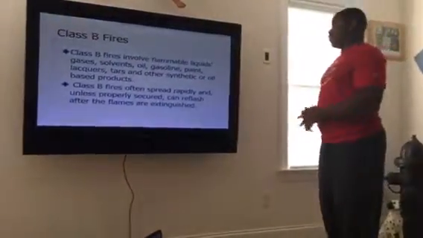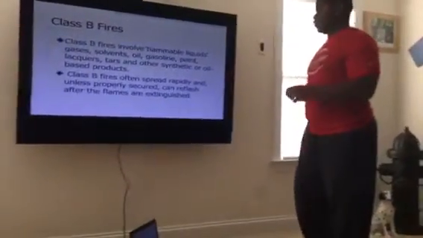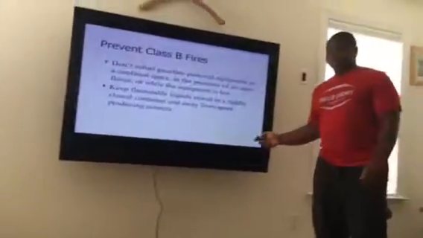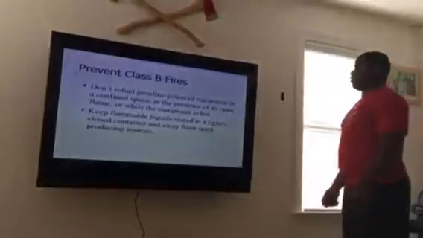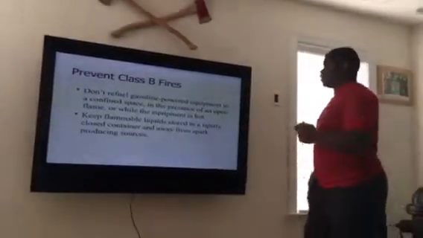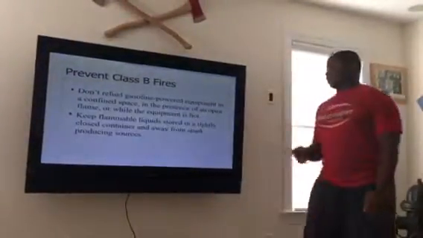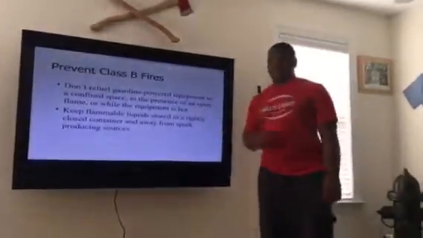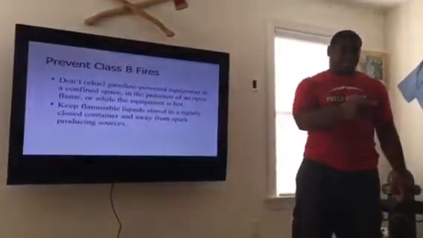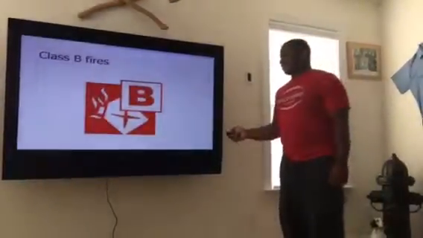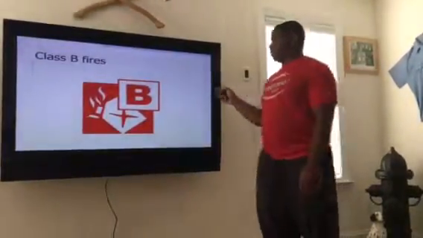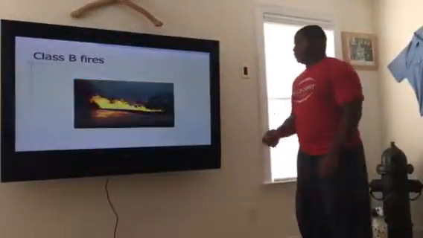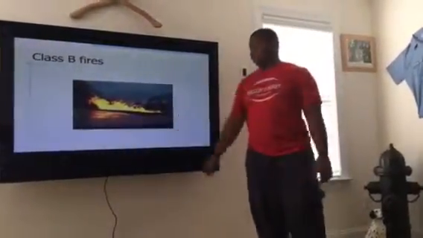Alright, Class B fires involve flammable liquids, gases, solvents, oil, or gasoline. That's basic. To prevent Class B fires, don't refuel gasoline powered equipment in a confined space in the presence of an open flame or while the equipment is hot. Class B fire is represented by a red square. That's what a Class B fire looks like.